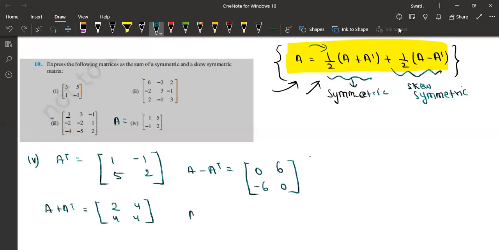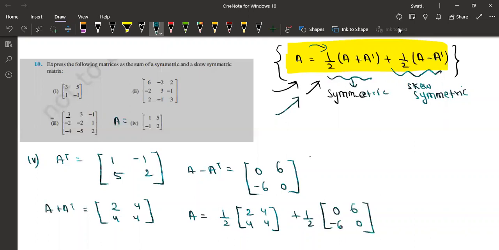Now next we have to write down A as the sum, using this formula. So it is simply going to be half of this, which is 2, 4, 4, 4, and half of A minus A transpose, that is 0, 6, -6, 0. So you can simply write down that this is nothing but 1, 2, 2, 2, and this will become 0, 3, -3, 0. So this is the answer. If you want, you can write it on the left hand side, this A, the matrix given in the question. Okay, so we are done with the 10th question.